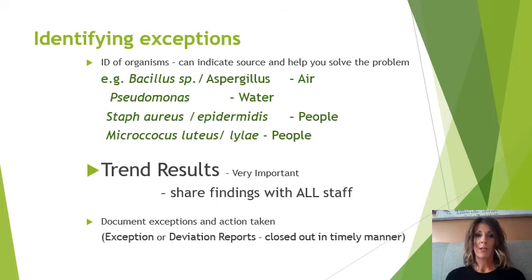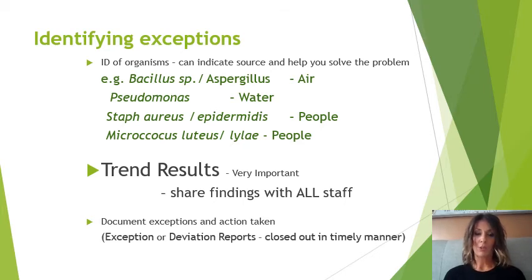So when we have a failure, we need to identify the organism. If our recovery exceeds that of the action limit, we need to know what we are recovering to try and understand where that has been sourced from. So you can, from different types of organisms, kind of understand where they have been sourced from. For example, Bacillus species and Aspergillus are generally airborne. Pseudomonas will come from water. Staph aureus or epidermidis come from people, originate on people's skin, in their nasal passages, mucous membranes. And again, Micrococcus luteus and lylae, which are the top two organisms recovered from clean rooms, will be, generally speaking, brought in by the personnel.